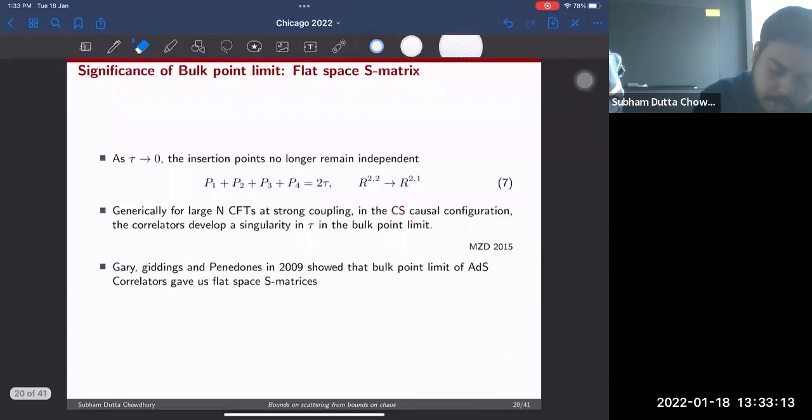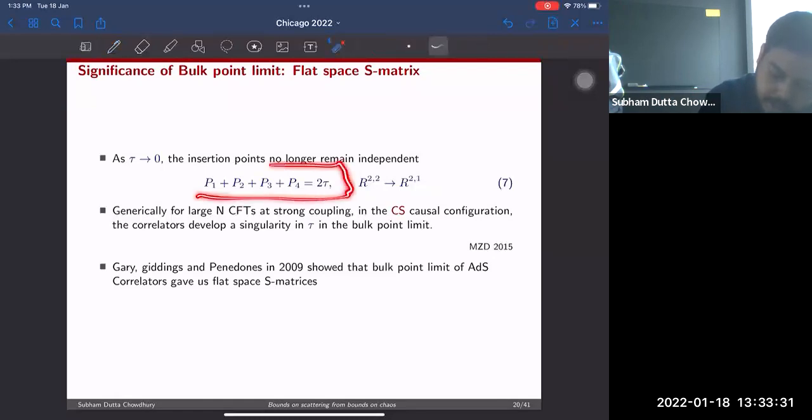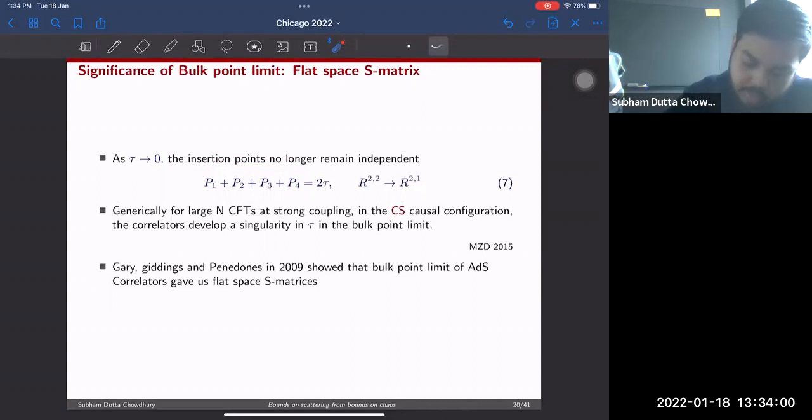So why do we want to study this limit? It happens that as tau goes to 0, the insertion points no longer remain independent, and in fact they behave like this. You can check that this behaves like 2 tau times some vector which is identity. So basically, as tau tends to 0, you can think of this condition as some sort of momentum conservation condition, like P1, P2, P3, P4 summing to 0.